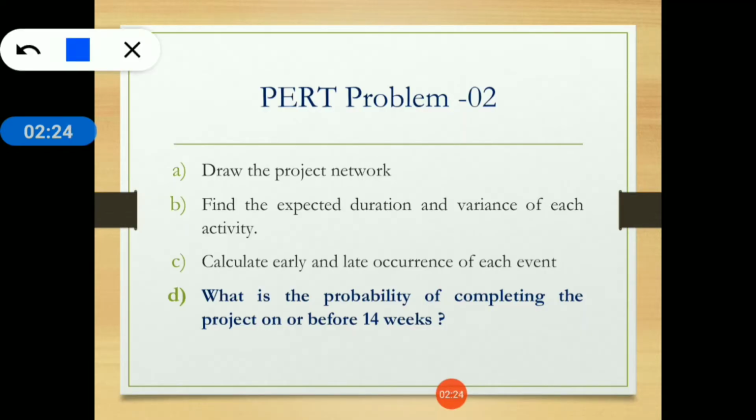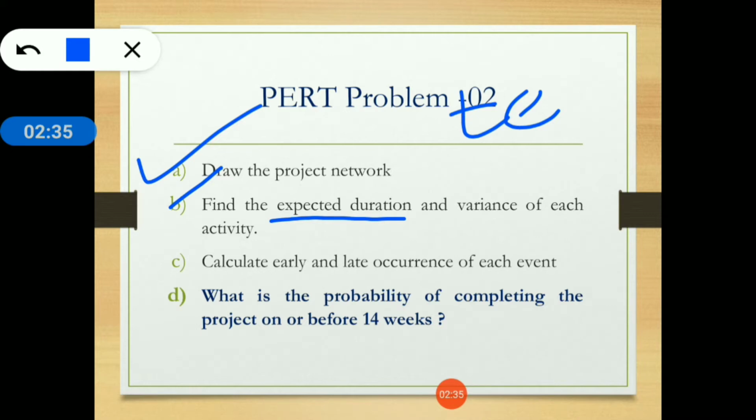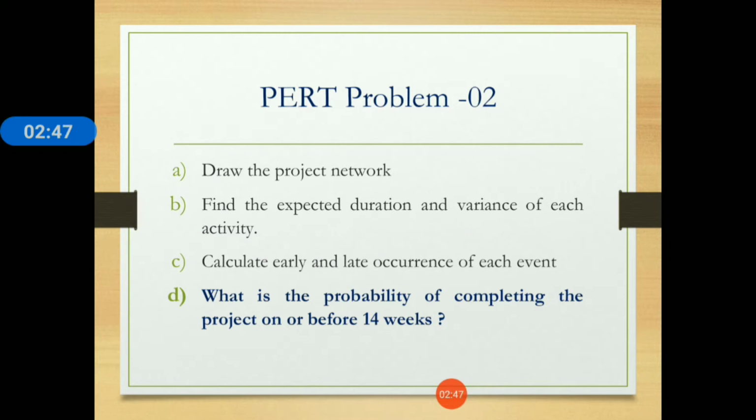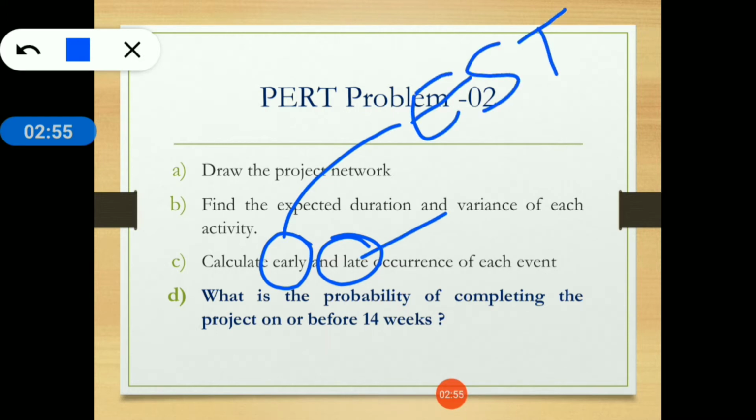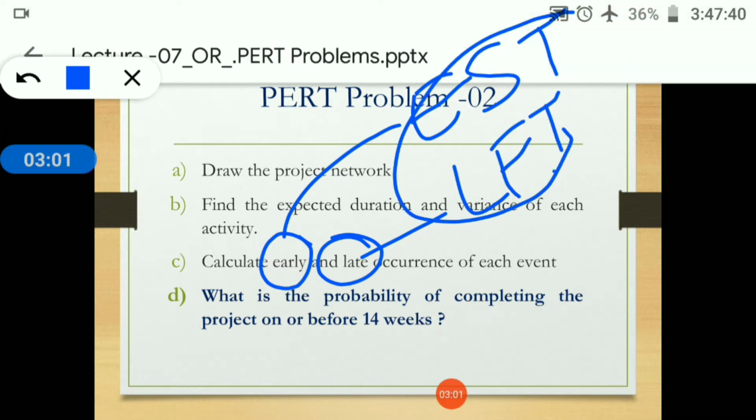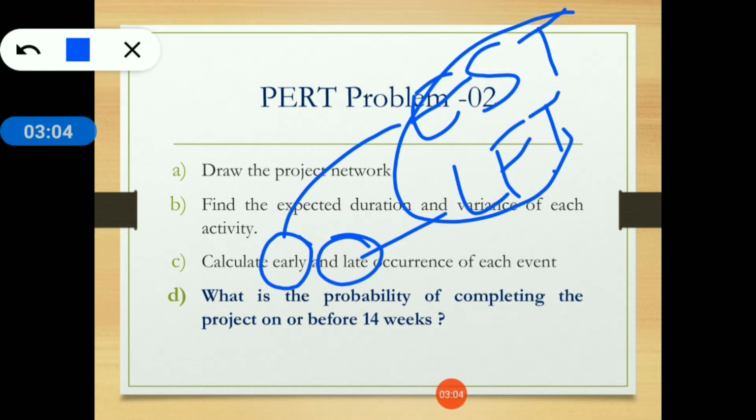Now you have to find this. First, draw the project network, then find the expected durations, that is TE, and the variance of each activity. Then calculate the early and late occurrence of each event. Here, early means earliest start time, and late means latest finish time of each event. So we have to find EST and LFT for each event.